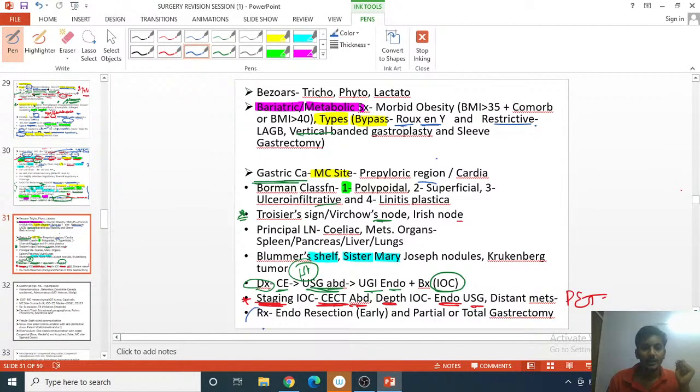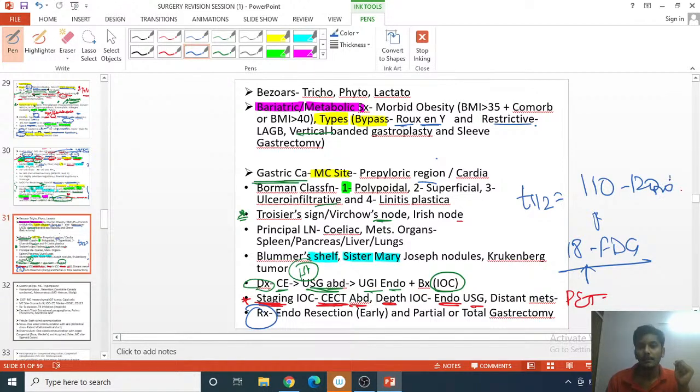Okay, please remember. PET scan में dye कौन सा use हो रहा था? 18 फ्लोरोडिऑक्सी ग्लूकोज. हाफ लाइफ कितनी 18 फ्लोरोडिऑक्सी ग्लूकोज की? 110 to 120 minutes. Please remember.